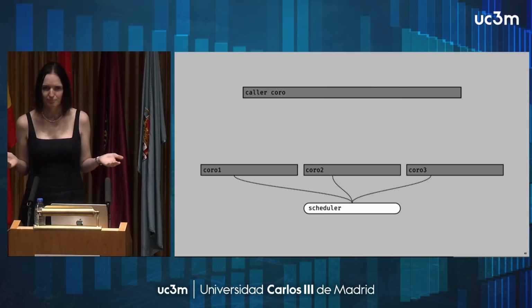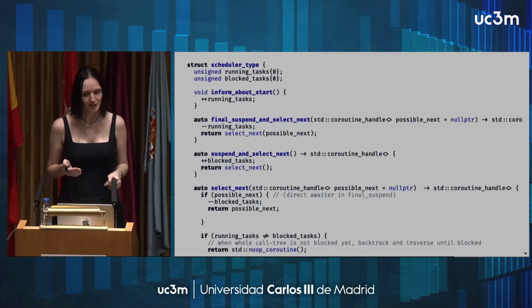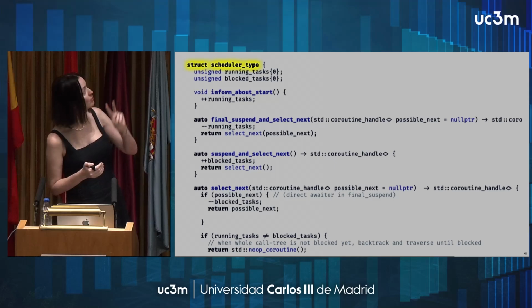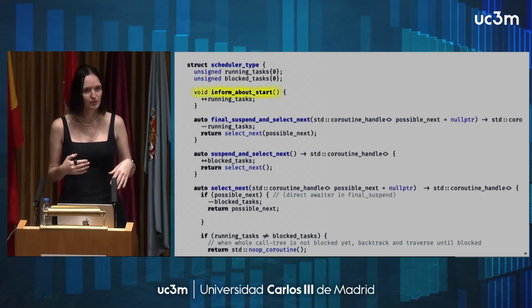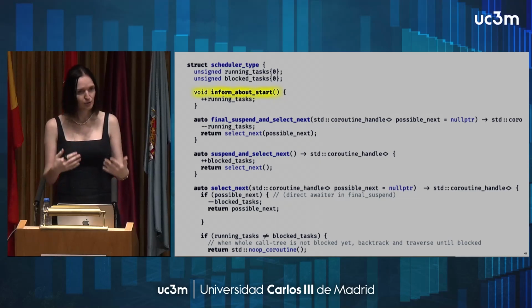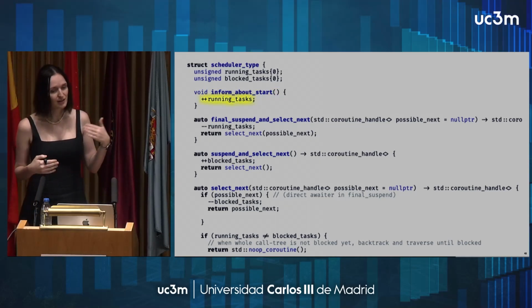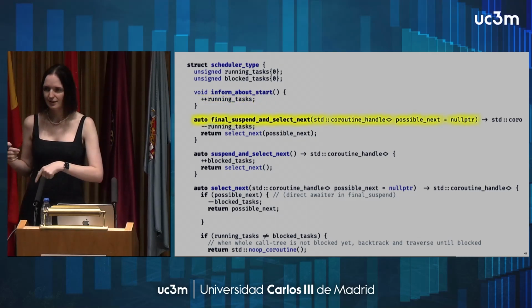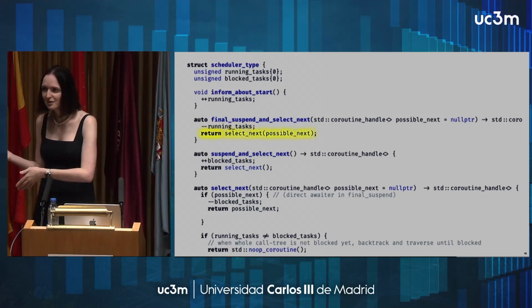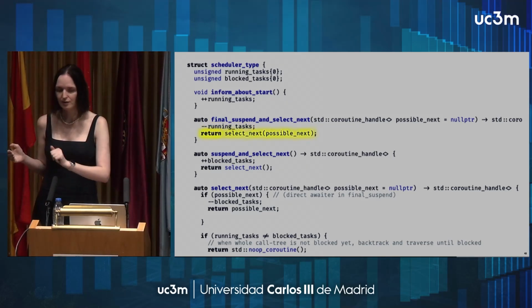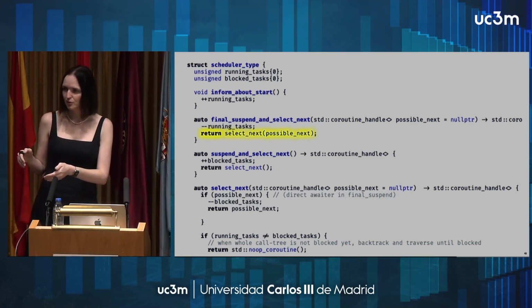It's kind of simple. It actually is. So what is the scheduler doing? It has two variables: number of running tasks and number of blocked tasks. If you inform inside of your initial suspend that you are starting a new coroutine, you will just increment the number of running tasks. And when you final suspend and select a coroutine and ask it to select something else, you will decrement the number of running tasks and ask to do something else. And maybe someone is waiting for me, so I can actually provide a possible next coroutine which should start immediately.